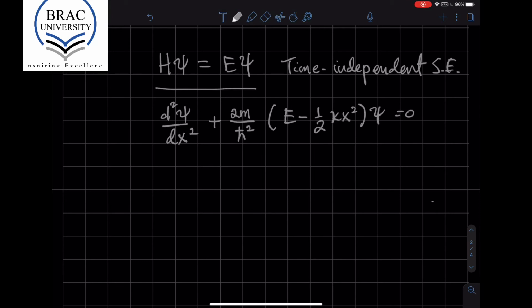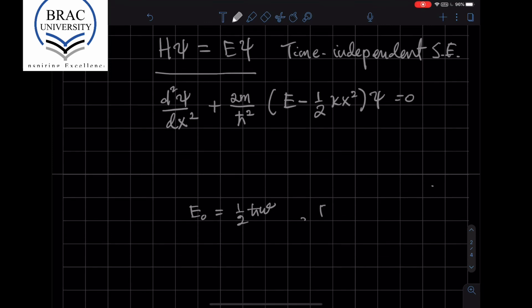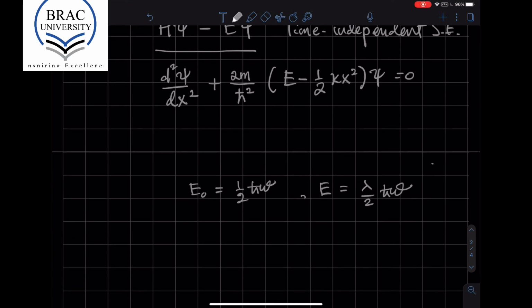So we are going to measure energy in units of E0, which is given by half h bar omega, and then the energy E is going to be lambda times half h bar omega. So we are measuring energy in terms of lambda, in units of E0. And then the amplitude for an oscillator whose energy is half h bar omega is given by A0, which is the square root of h bar over m omega.